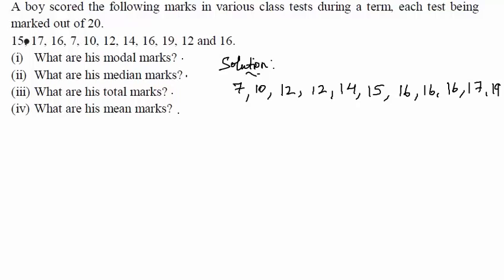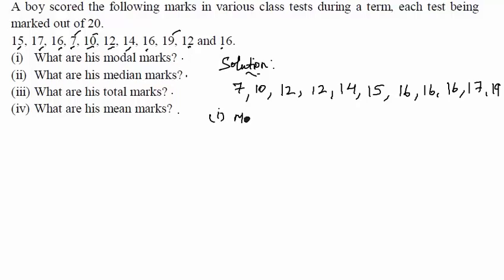So what we do, we start from the lowest, that is 7, then 10, 12, again 12, 12, 14, 15, 16, 16, 16, 17 and 19. All are done. Okay. So now we'll first try to find out the modal marks.